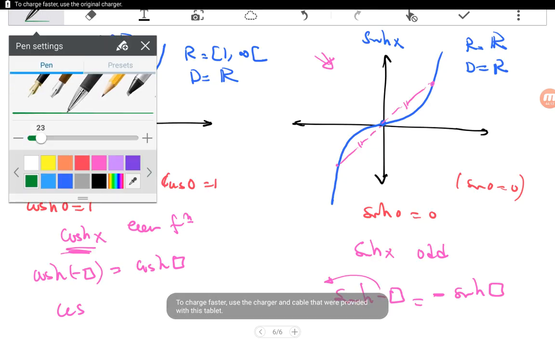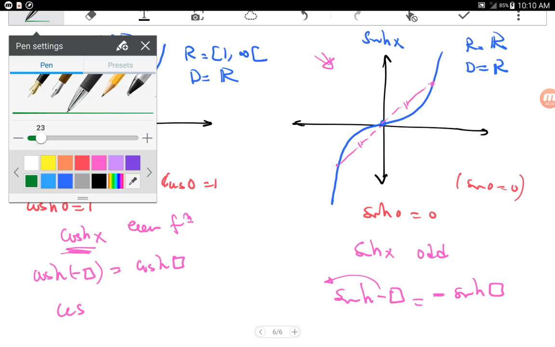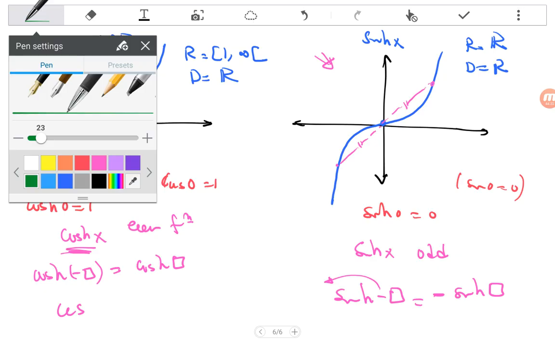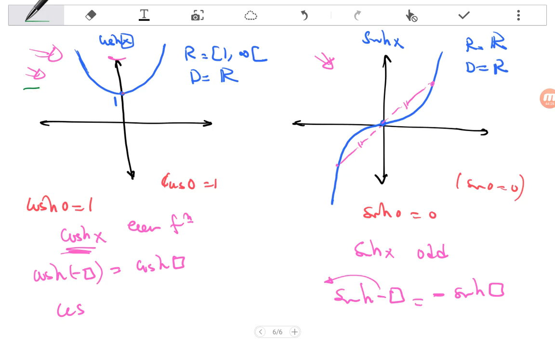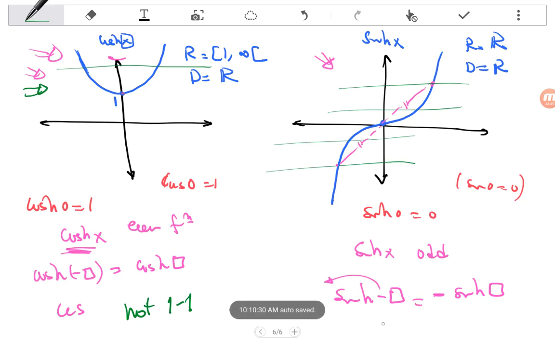What about the property of one-to-one? We need to know if it is one-to-one to find the inverse. What about cosh x? If you look at this curve, is it one-to-one or not? It is not one-to-one. Why? This is from the horizontal line test. It doesn't satisfy the horizontal line test. What about sinh x? Is it one-to-one or not? Yes, it is one-to-one. The horizontal line test is satisfied.